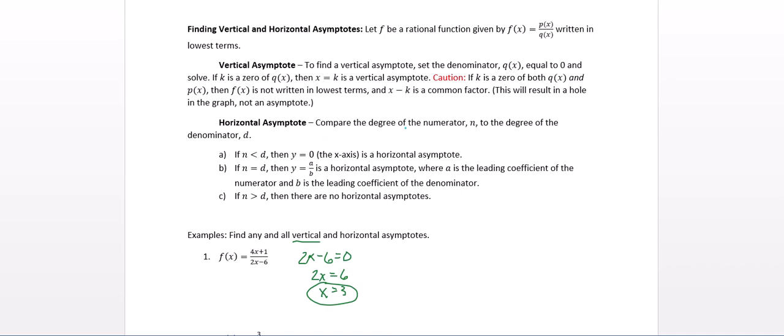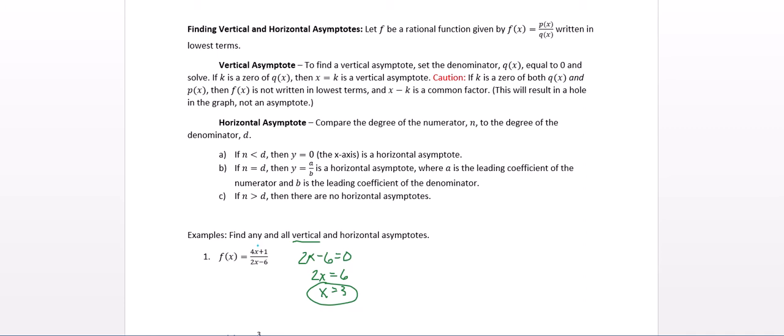Horizontal asymptotes. We're going to compare the degree of the numerator, let's call that n, to the degree of the denominator, let's call that d. If the numerator has a smaller degree than the denominator, then y equals 0, the x-axis, is a horizontal asymptote. If they have equal degrees, then y equals a over b is a horizontal asymptote, where a is the leading coefficient of the numerator and b is the leading coefficient of the denominator when they're written in descending order. If the numerator has a higher degree than the denominator, there are no horizontal asymptotes, but we might find a slant asymptote.